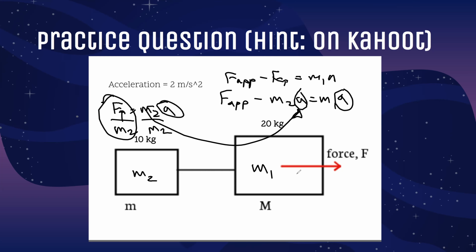M1 is the bigger block, it's 20 kilograms. M2 is the 10 kilogram block. All right, so I'm gonna stop talking and I'll leave the rest of the time to you guys.